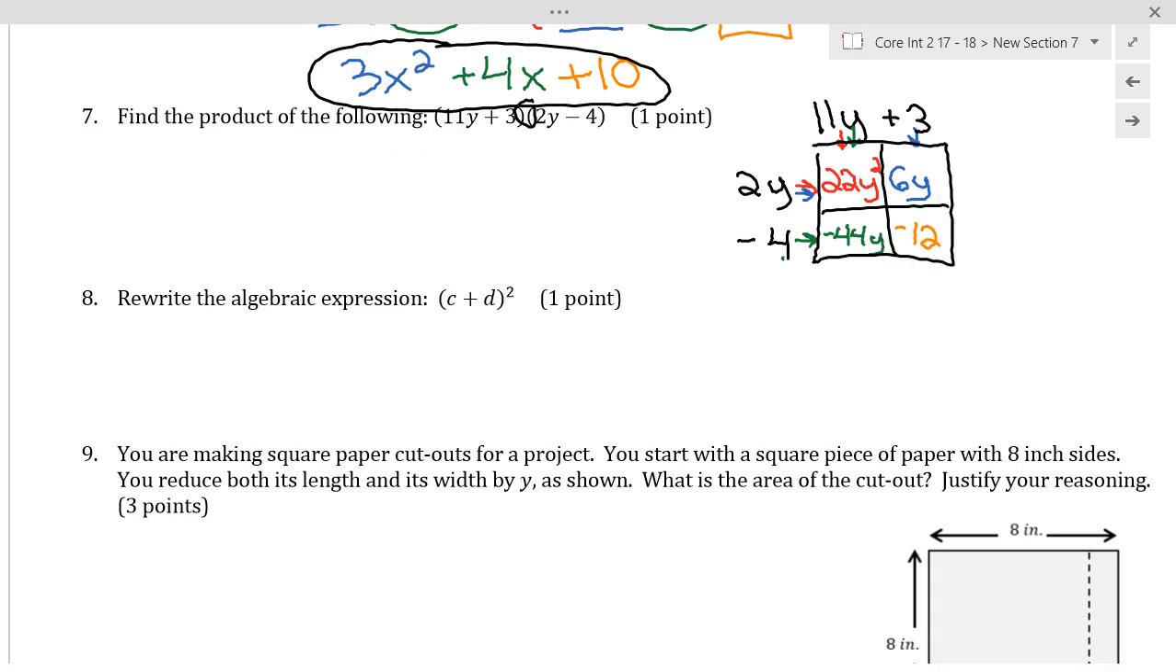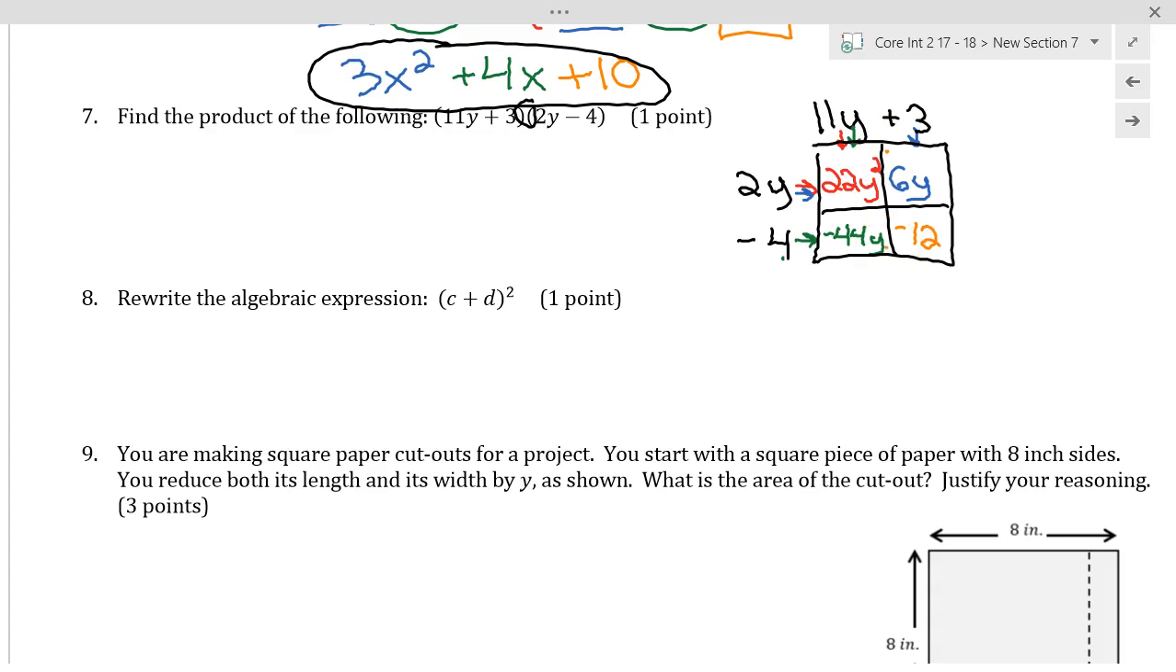Okay. The biggest issue we seem to be having with all this combining, all this multiplying, is remembering our variable, especially the squared on the y and the y here. Okay, so don't forget your variable.